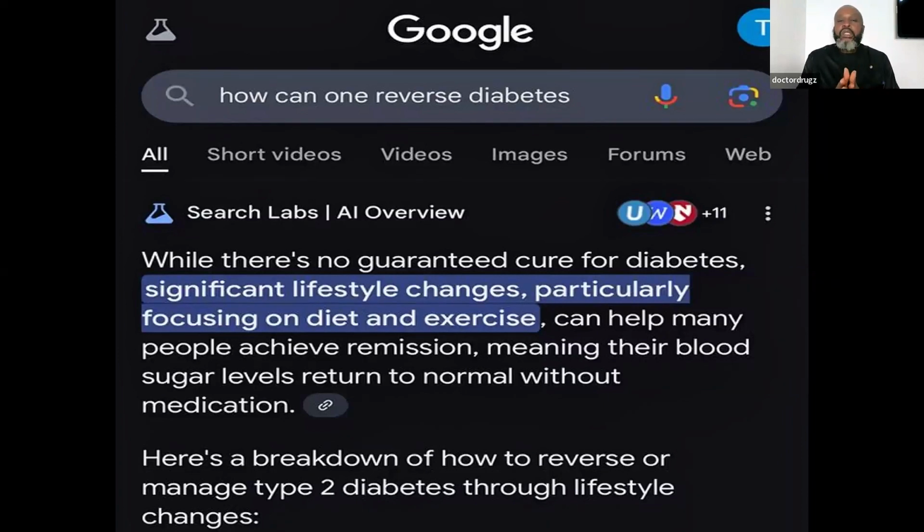Significant lifestyle changes, particularly focusing on diet and exercise, can help many people achieve remission, meaning their blood sugar levels return to normal without medication. I am not the one saying this. You can type this on your phones and read for yourself. It went further to say, here's a breakdown of how to reverse or manage type 2 diabetes through lifestyle changes. They're just being diplomatic. But if you apply wisdom and dissect this very well, you see that there is a lot to learn here.